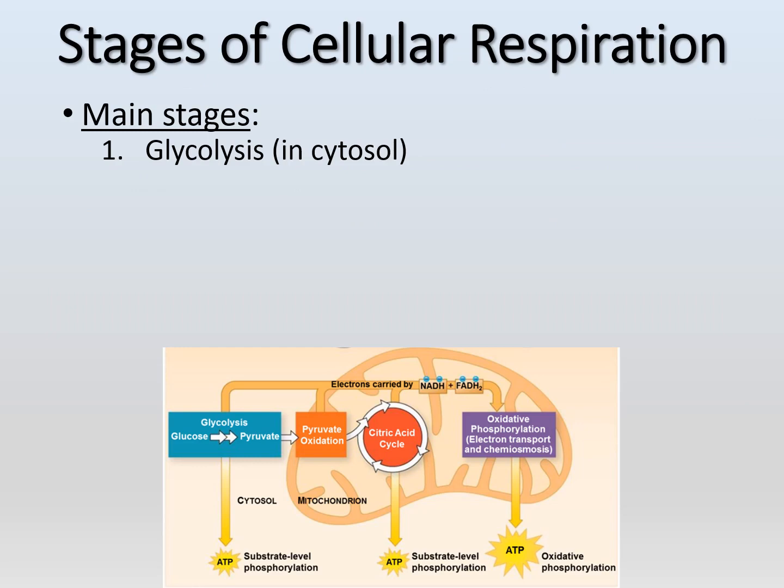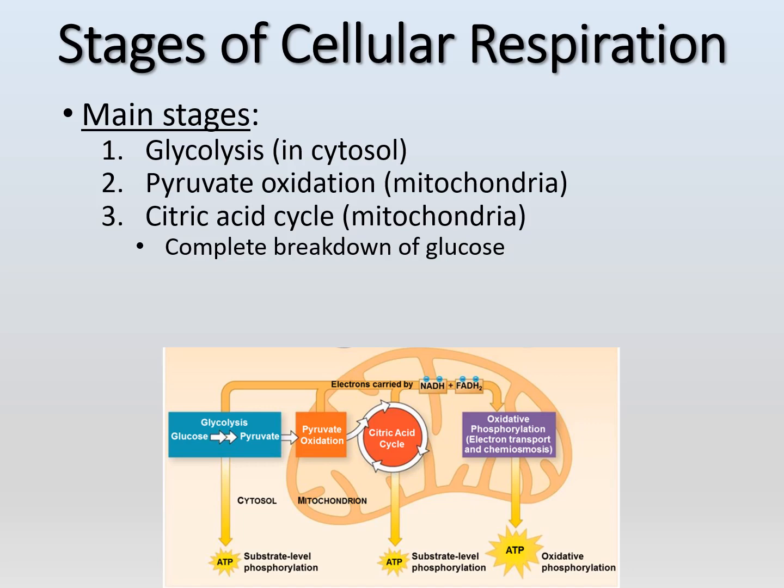So here are our stages of cellular respiration. We're going to go through these individually. But the first step is glycolysis. And the big thing to note about glycolysis is that it's happening outside of the mitochondria. So it's happening in the cytosol of the cell. Now, bacteria undergo this as well, but it happens just right outside the bacteria, okay?